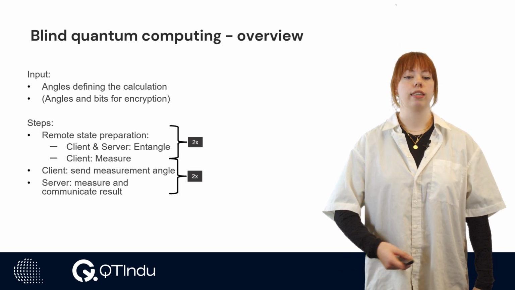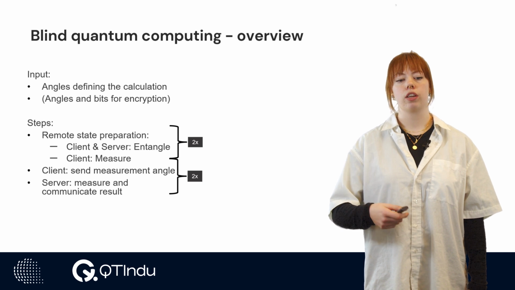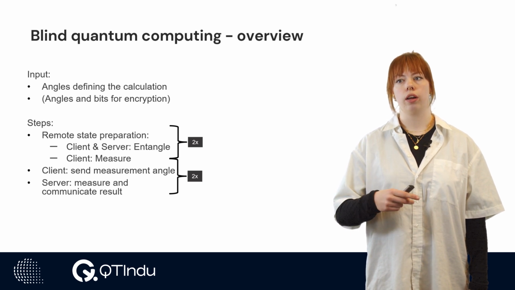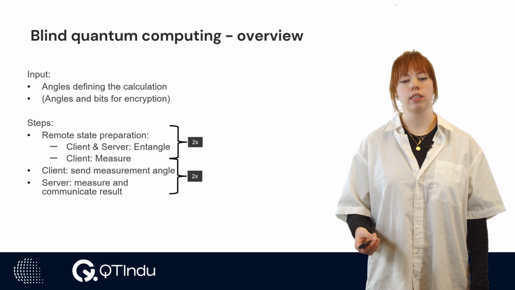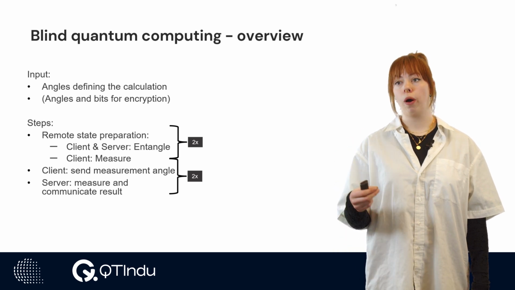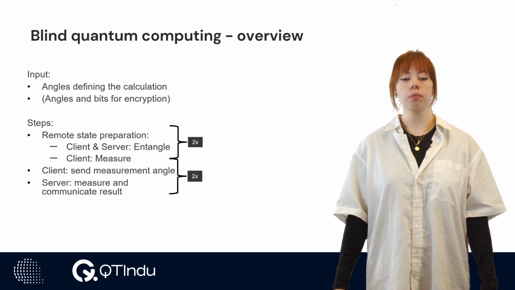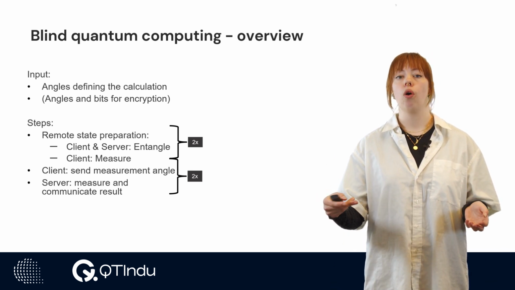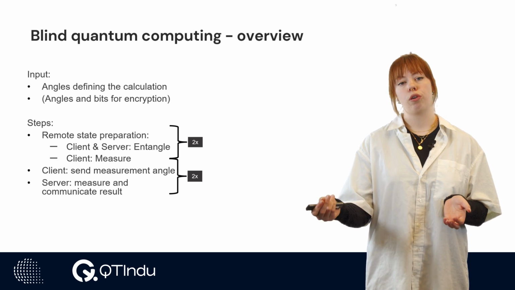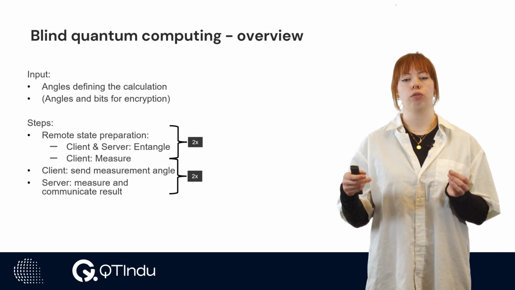So again, the steps are performing a remote state preparation by having the server and the client establish entanglement, and the client measuring in a particular basis. This is performed twice, as we are remotely preparing 2 qubits in this example. Then the client sends the first measurement angle over to the server, which measures it and sends back the results, and this is also repeated twice for both of the qubits.